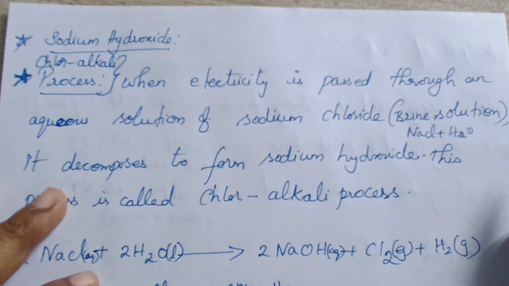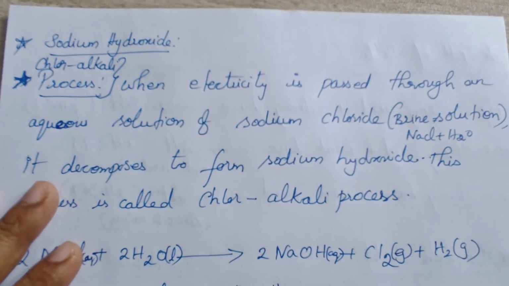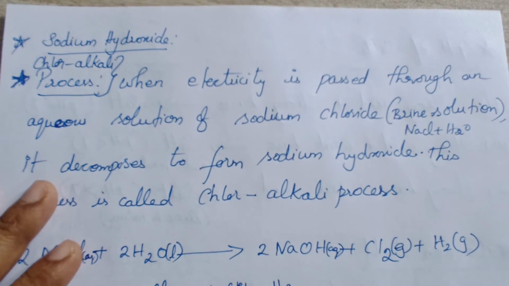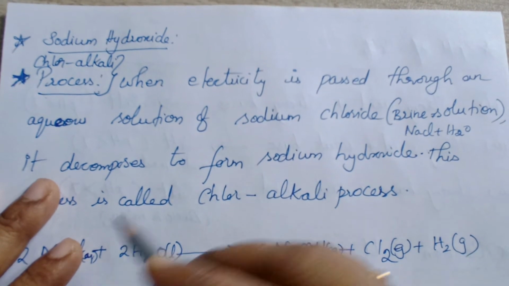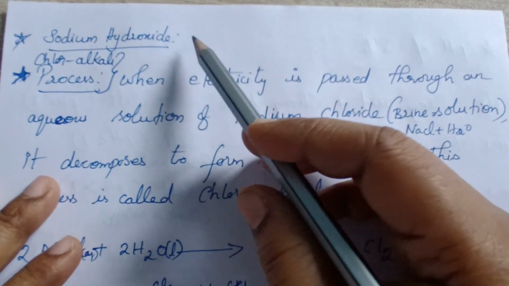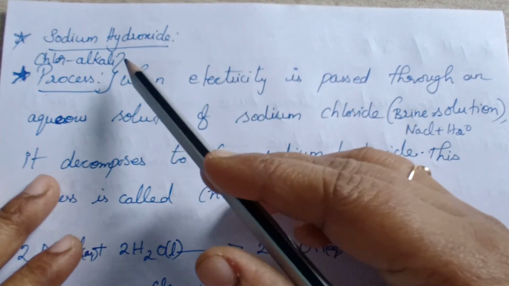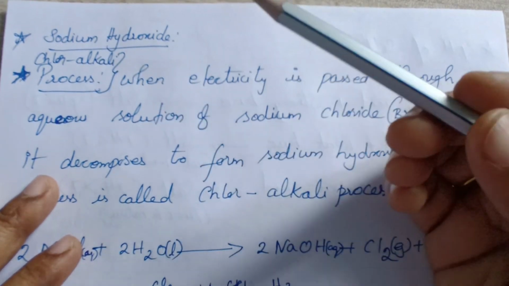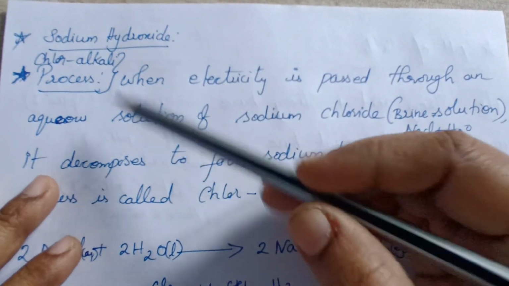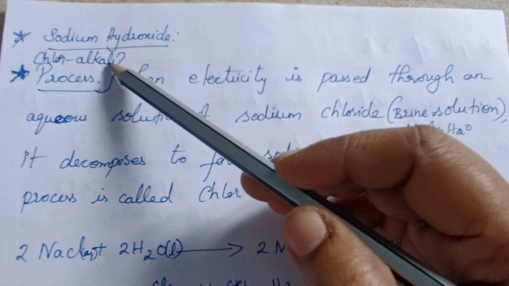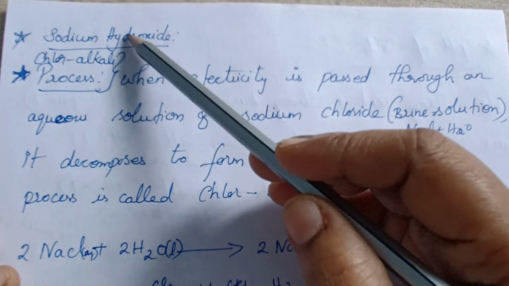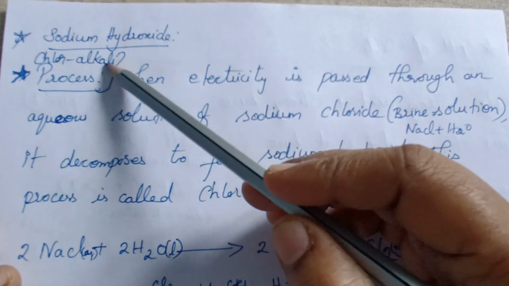We are going to produce sodium hydroxide with salt as a raw material. Okay, so how is it produced? Sodium hydroxide is produced by the chlor-alkali process. We call this process the chlor-alkali process because the products formed are chlorine and alkali. A base, sodium hydroxide, is formed. So hence it gets the name.